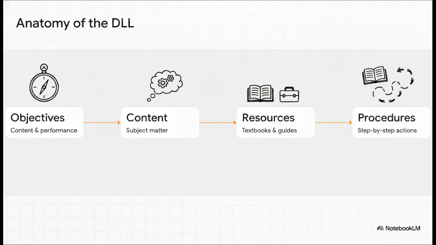Step 1 is objectives. This outlines your content standards, performance standards, and learning competencies. Basically, what is the destination? Step 2 is content, the actual meat and potatoes of the subject matter. Step 3 is learning resources. These are your textbooks, your portal materials, basically your toolkit. And step 4 is procedures, the step-by-step actions from reviewing yesterday's lesson to diving into new concepts. When you break it down like this, it stops being a terrifying spreadsheet and becomes a clear, actionable narrative for your day.